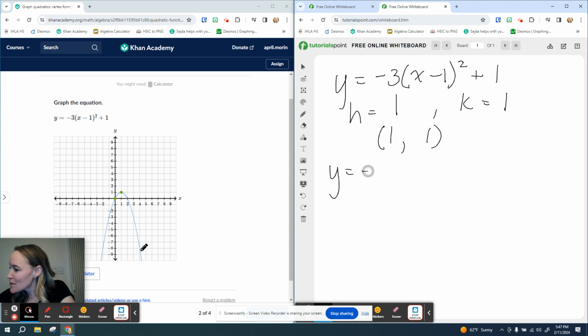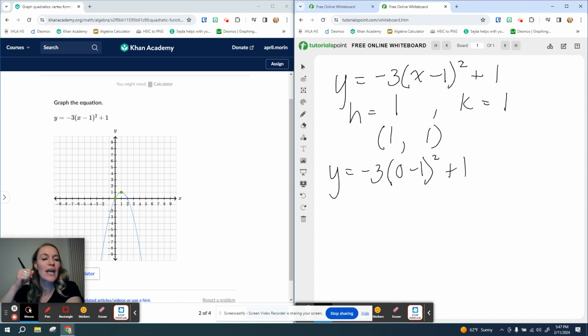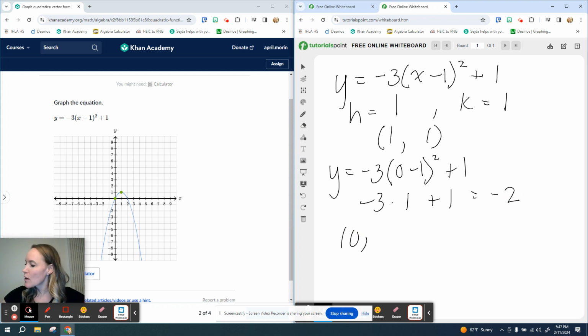So y equals negative 3. I'm going to plug in 0, 0, negative 1. Oh, look, there's no fraction, so it's going to give me a whole number. So this is good. 0 minus 1, negative 1. Negative 1 squared is positive 1. Negative 3 times positive 1 plus 1. So remember, please excuse my dear Aunt Sally. That's why we did so much work with that, because it now comes in handy. We need to know that information. We always multiply first and then we add. So negative 3 times 1 is negative 3 plus 1 is negative 2.